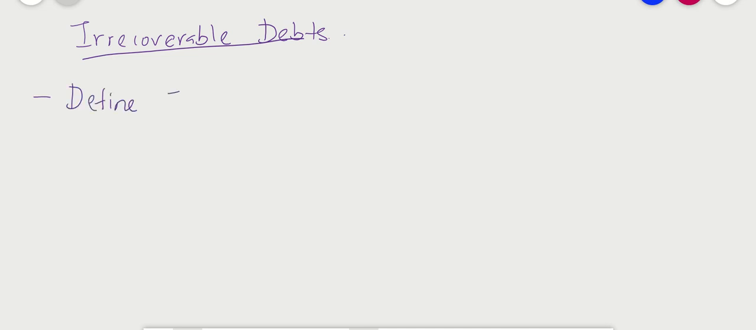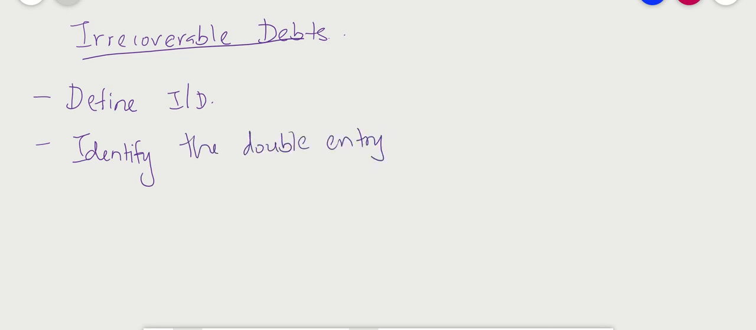Okay, today's topic is all about irrecoverable debts. So we are going to learn about irrecoverable debts. Right? So today we will learn to define irrecoverable debts and to identify the double entry and then to show the impact.